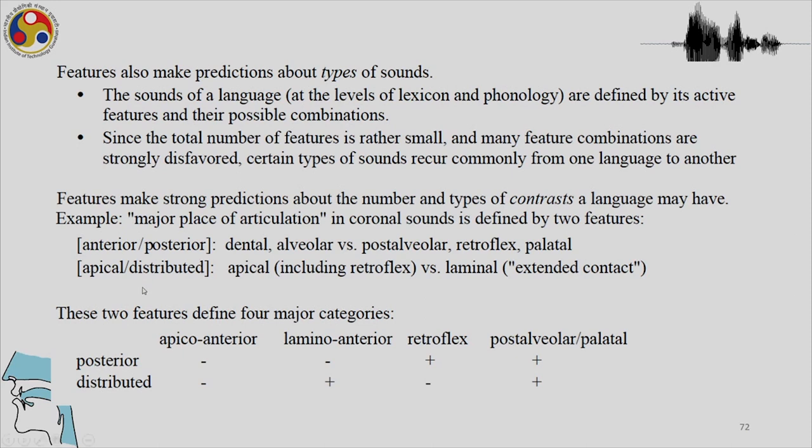Features make strong predictions about the number and types of contrasts a language may have. For example, major place of articulation in coronal sounds is defined by two features, anterior and posterior. So dental alveolar versus post-alveolar retroflex, palatal. These can be divided along lines of minus anterior versus plus anterior, and apical versus laminal, distributed, apical including retroflex versus laminal.